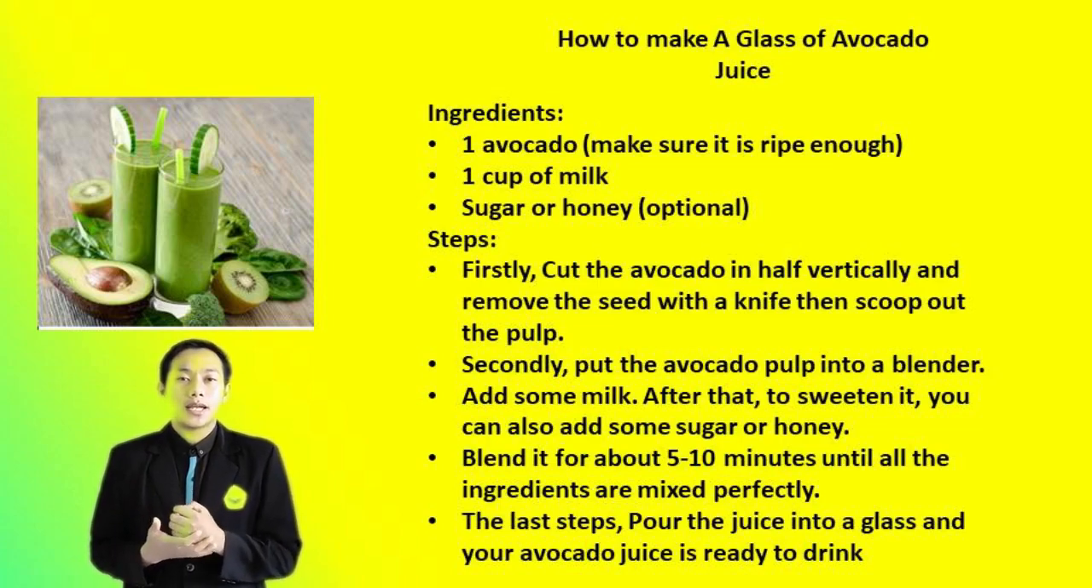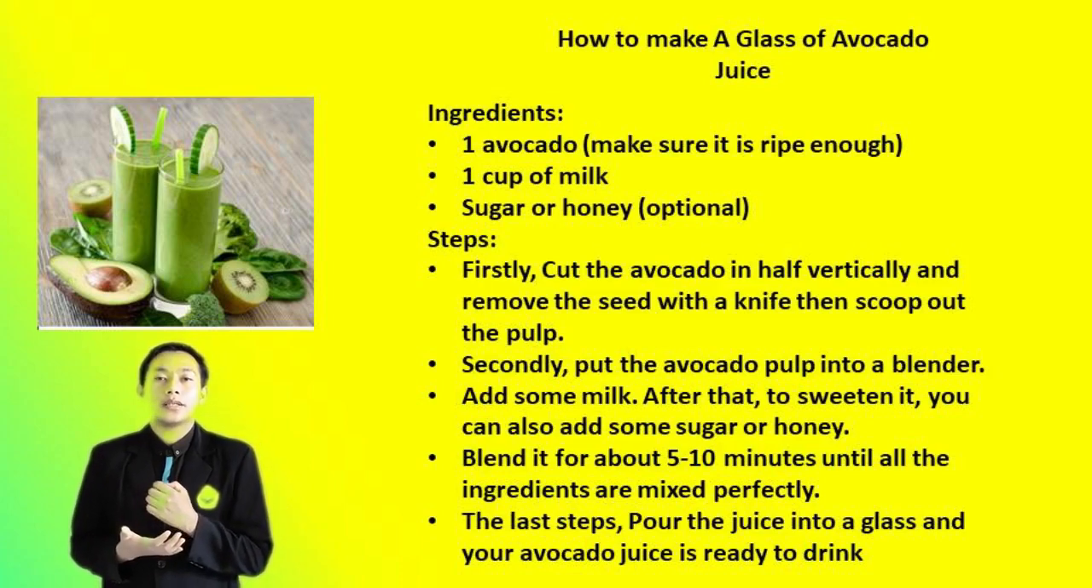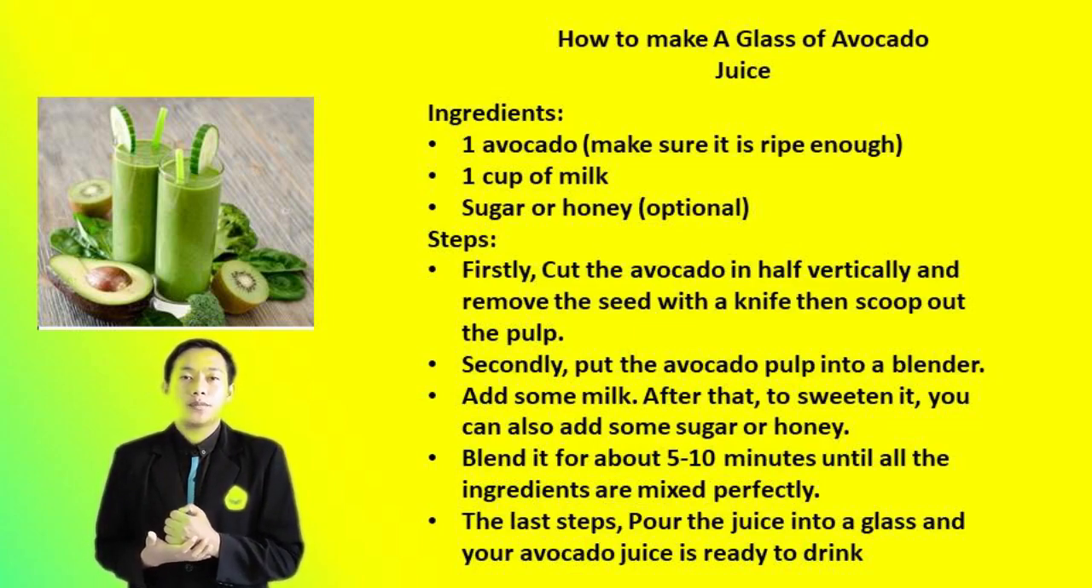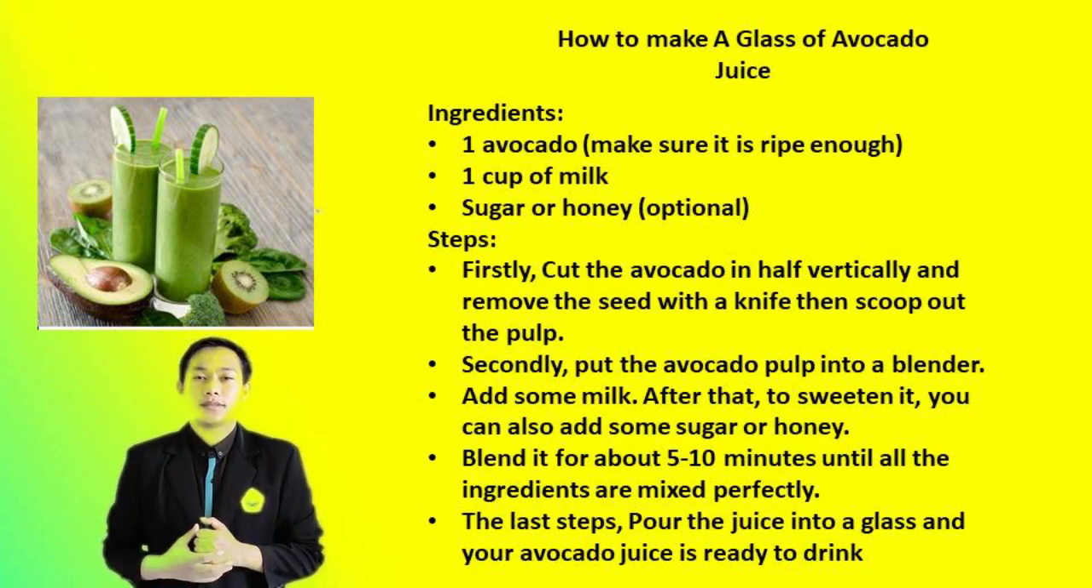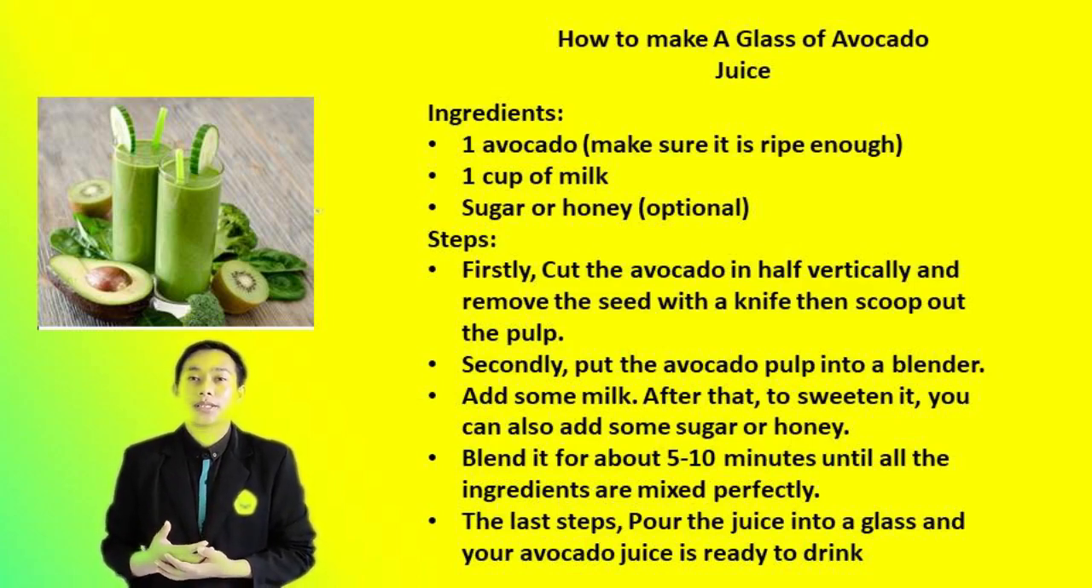The first is cut the avocado in half vertically and remove the seed with a knife, then scoop out the pulp. Secondly, put the avocado pulp into a blender, and then add some milk. After that, to sweeten it, you can also add some sugar or honey. I mean, this is optional. And then blend it for 5 to 10 minutes until all the ingredients are mixed perfectly. The last step is pour the juice into a glass, and your avocado juice is all ready to drink.